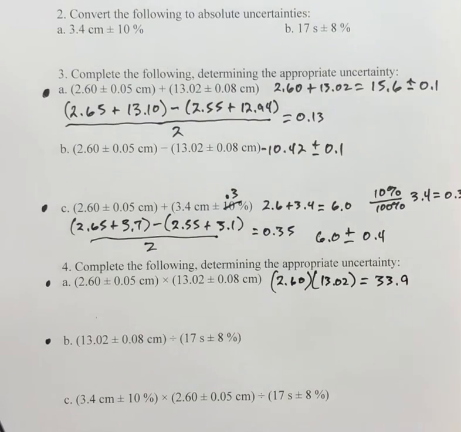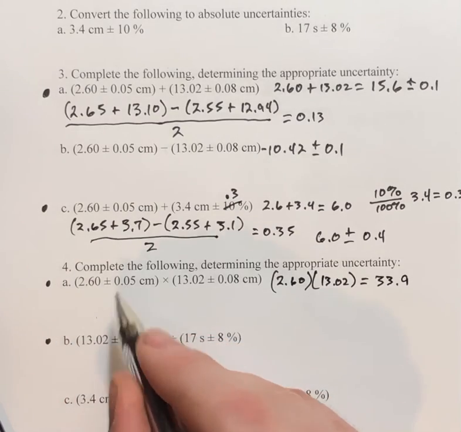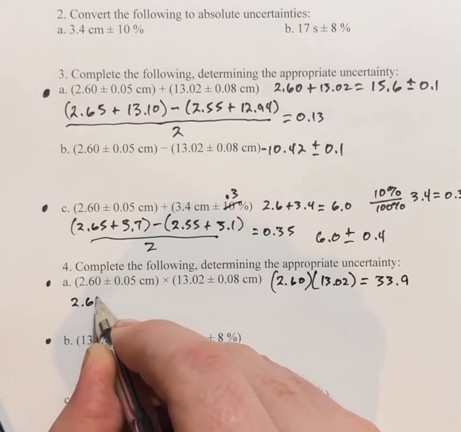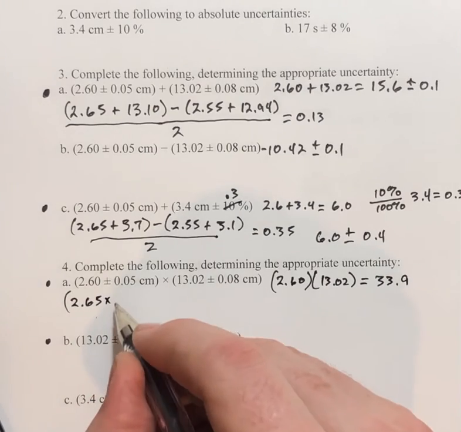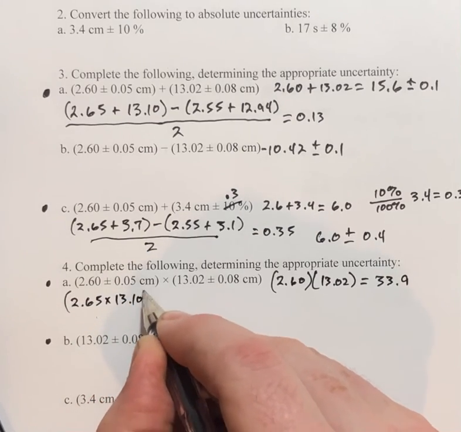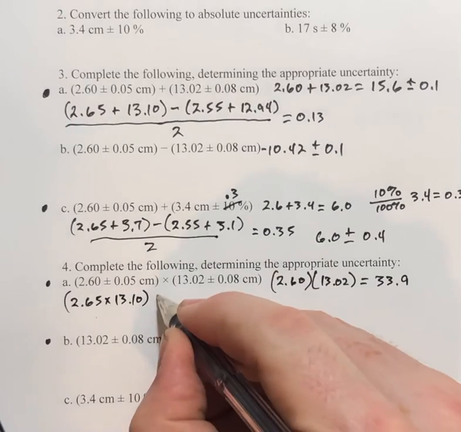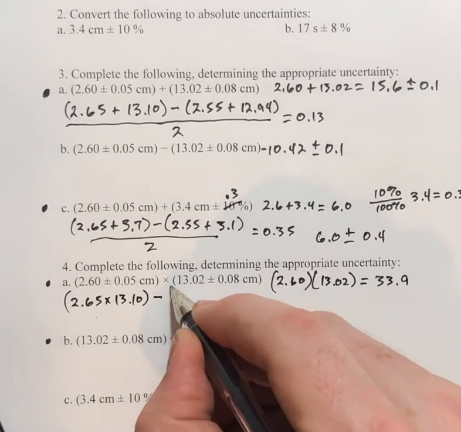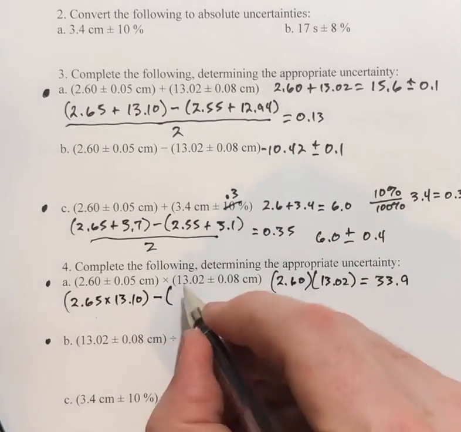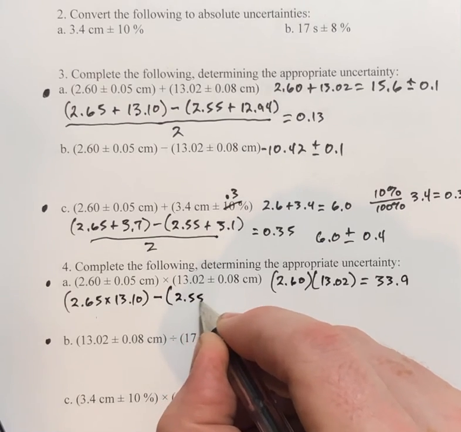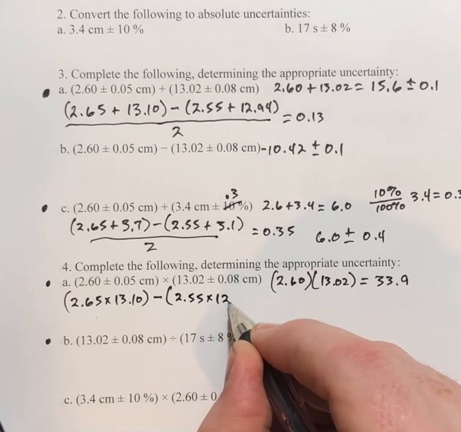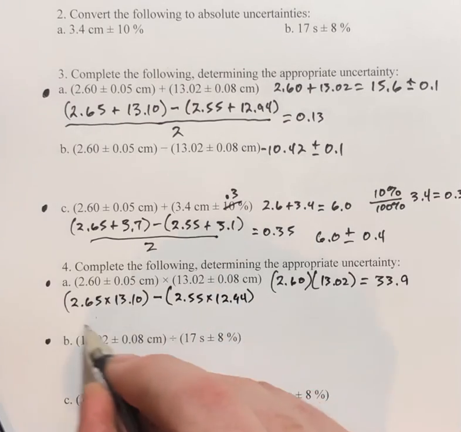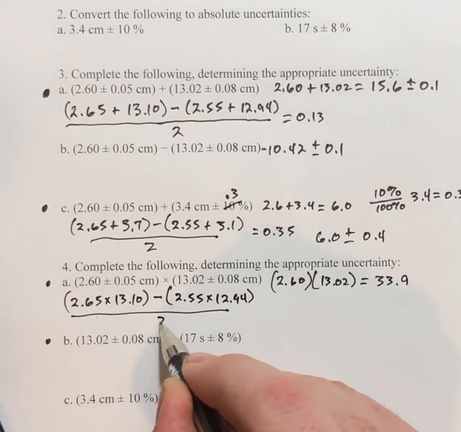33.9. Okay? And then the next part is, I'm going to make this as large as possible, 2.65. And then we're going to multiply it by as large as possible here, which would be 13.10. And then I'm going to subtract, just like we did up here, the smallest possible number, which is going to be 2.55 times 12.94. And we'll divide the whole thing by 2.